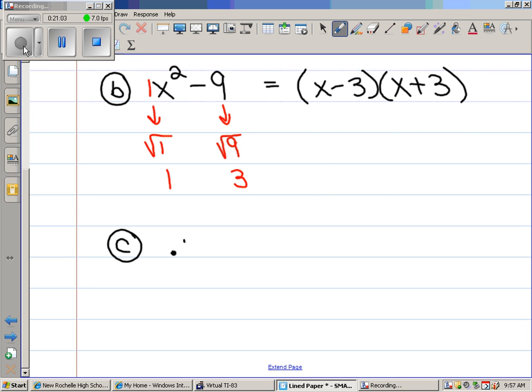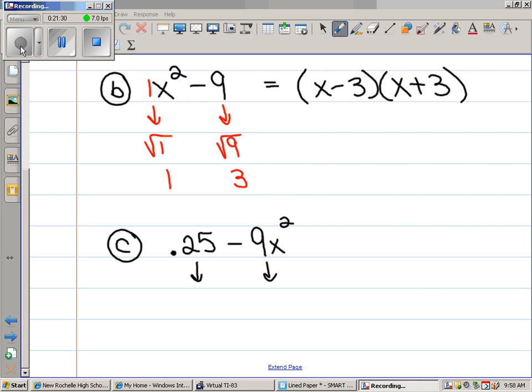Suppose it's 0.25 minus 9x squared. Well, let's convert this. You might not know that 0.25 is a perfect square. You may. I don't know. Let's check. What's the square root of 0.25? How much is it? I think it's 0.5, right?